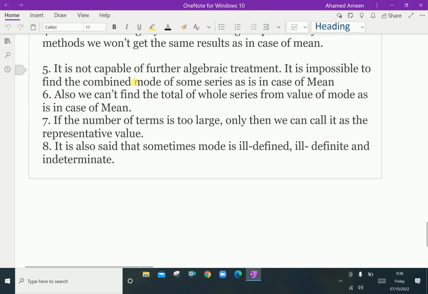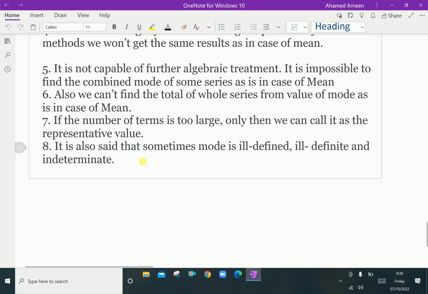It is not capable of further algebraic treatment. It is impossible to find the combined mode of some series as in the case of mean. Also, we can't find the total of the whole series from the value of mode as in the case of mean. Only if the number of terms is large can we call it a representative value.